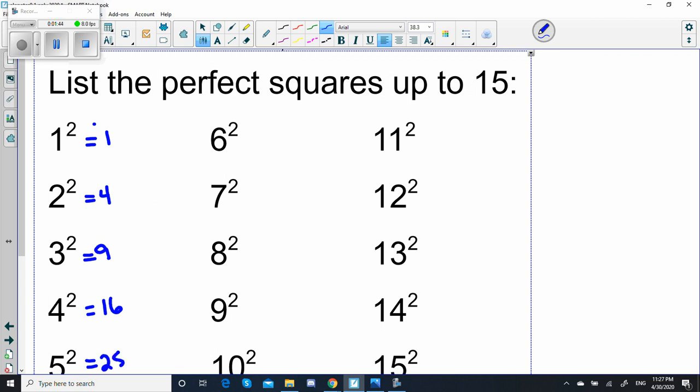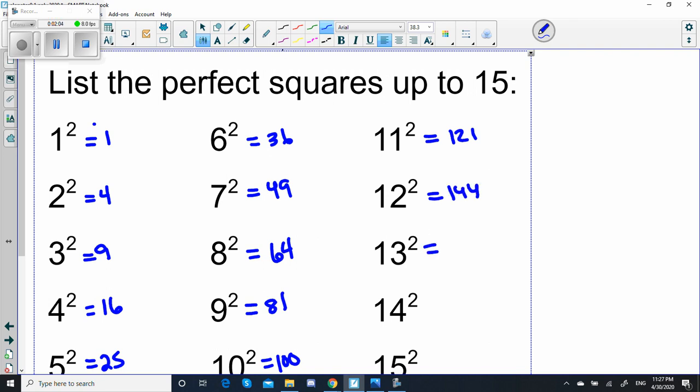5 squared is 25. 6 squared is 36. 7 squared is 49. 8 squared is 64. 9 squared is 81. 10 squared is 100. 11 squared is 121. 12 squared is 144. 13 squared is 169. 14 squared is 196. And 15 squared is 225.